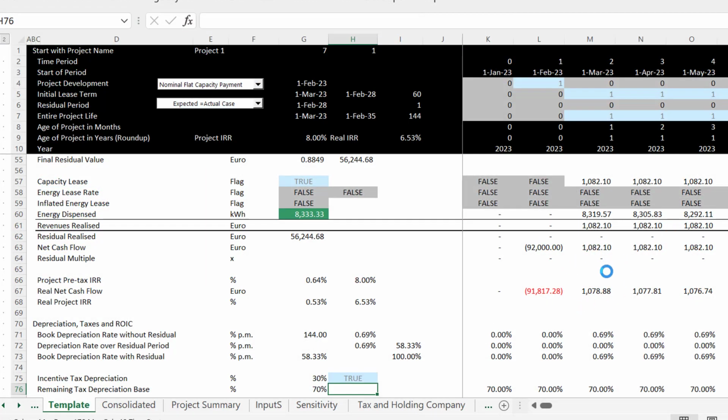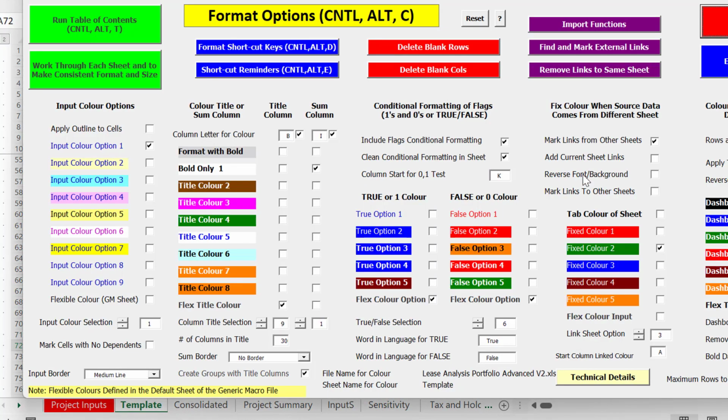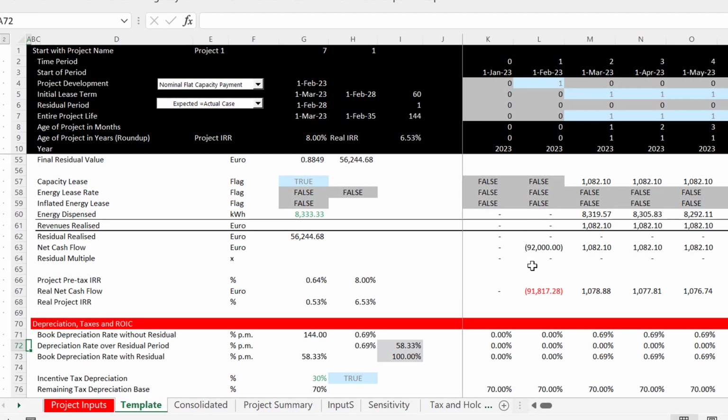By the way, I'm not going to do a digression. I'll do the digression later on. If you want to remove links from the same sheet, that irritating, horrible thing where you suddenly have the sheet name of this sheet in, you can do that. If you have some external links and you want to find them, you can do that. If you want to mark the cells with no dependents, you can do that. You can make this table of contents, which I guess we'll make later.